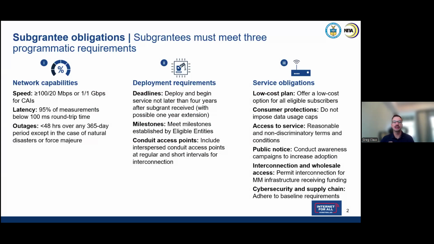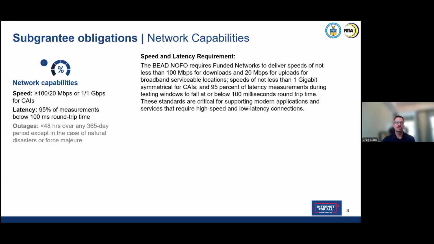So there are three buckets of the subgrantee obligations that are required from the program: network capabilities, deployment requirements, and service obligations. And I'm going to go through each of these and break them down now. Starting first with the network capabilities. This is kind of the standard one. A lot of people already know this. This is BEAD's speed and latency requirements.